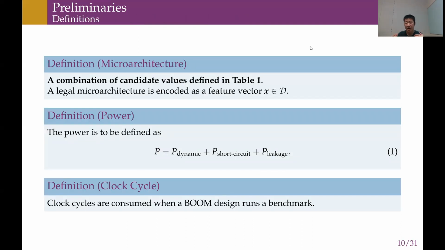And based on the microarchitecture, we give the definition of this terminology. Here in this work, a microarchitecture is a combination of candidate values defined in the design space of RISC-V BOOM. Because different combinations of candidate values can construct different microarchitectures. And our research targets are power and performance. So in power, we consider dynamic power, short circuit power, and leakage power, because we want to characterize the full power dissipation of RISC-V BOOM.